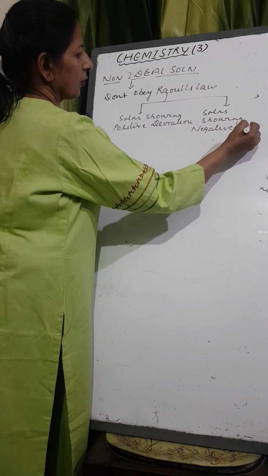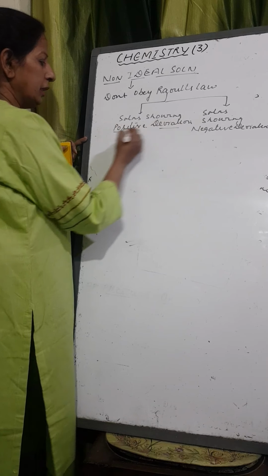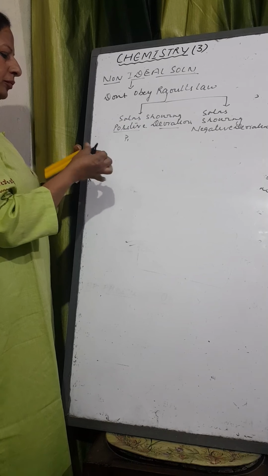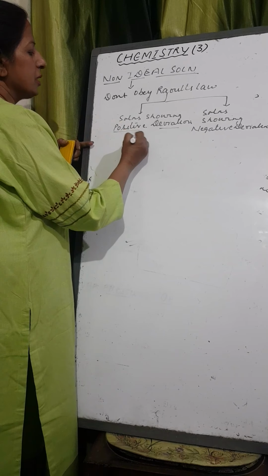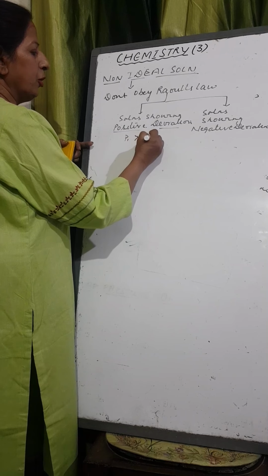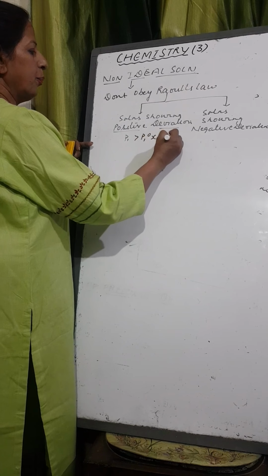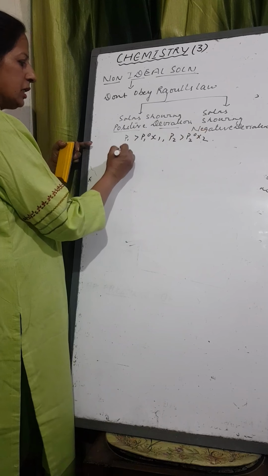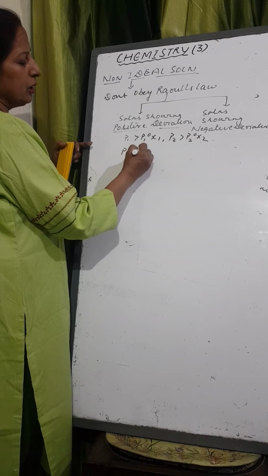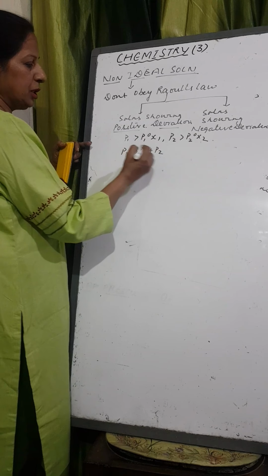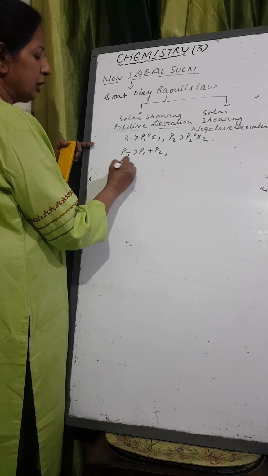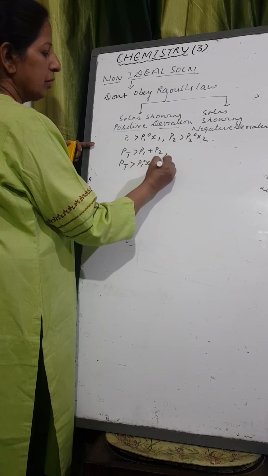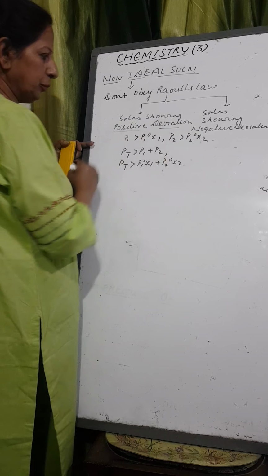Now, solutions showing positive deviation. In this case, P1 is greater than P1 naught Chi1, and P2 is greater than P2 naught Chi2. This is the reason P total is greater than P1 plus P2, that is, P total will be greater than P1 naught Chi1 plus P2 naught Chi2.